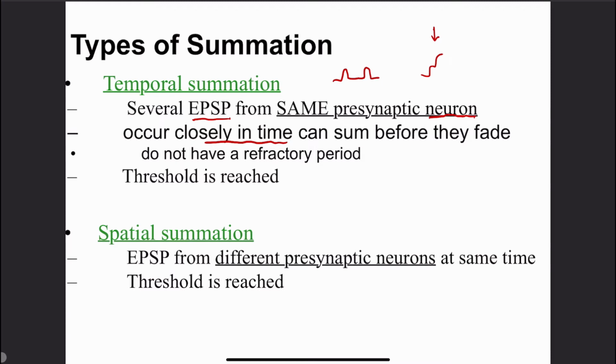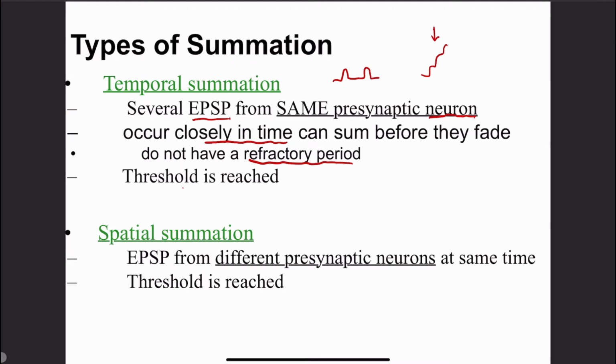And EPSPs and IPSPs do not have a refractory period. These are not our action potentials that we were talking about last week. This means that they are going to be able to summate, unlike our action potentials. If enough summate closely in time, then threshold can be reached, and then an action potential can occur.